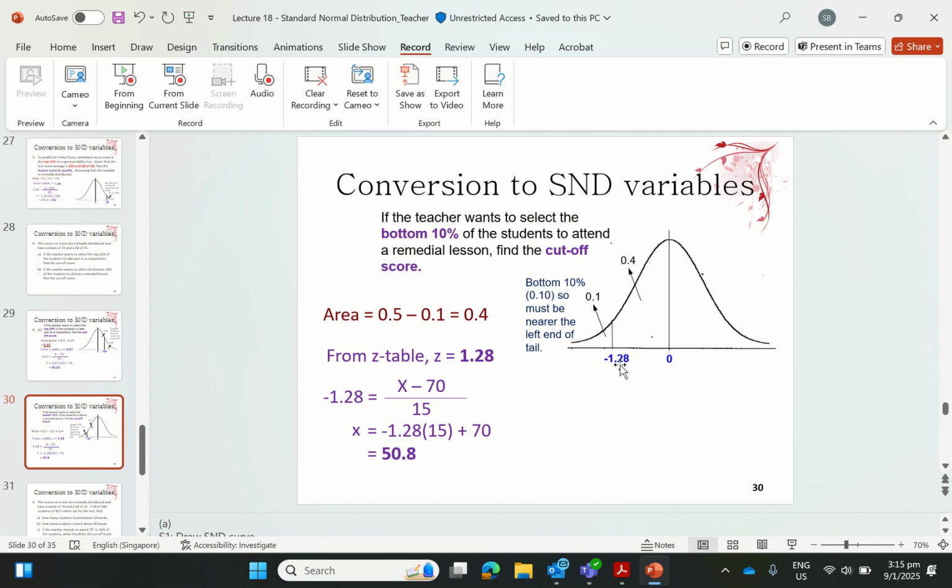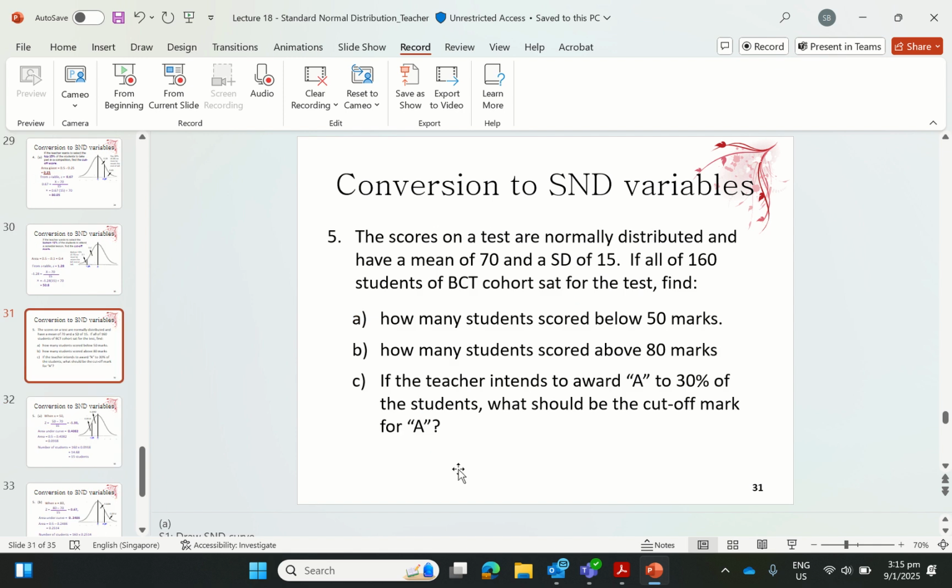Okay, this is important because it's a lower score. So your Z value when you calculate must be negative, because anything that's to the left of the mean is negative. So negative 1.28, times 15 plus 70, you should get 50. If you don't put negative here, it'll be like you're calculating the top 10%, because 1.28 times 15 plus 70 is a high score. So you should use negative 1.28. Okay, just take note of this.